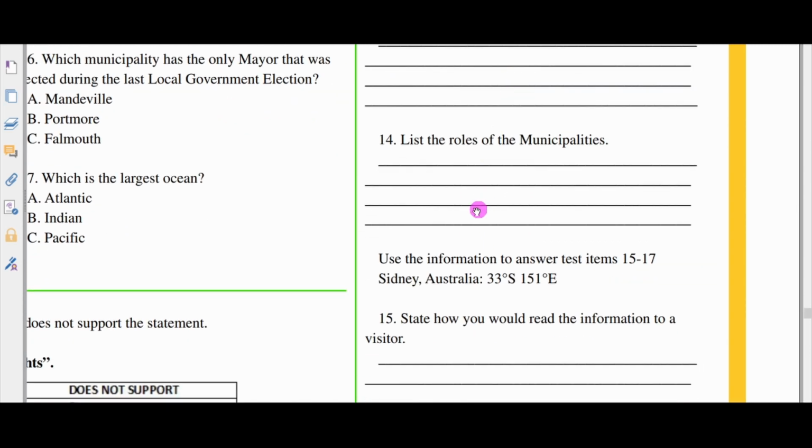So number 14 is the roles of the municipalities. They are responsible for taking care of certain essential things in a parish. For example, there are certain parochial roads that they take care of. They make sure that the markets are clean. They make sure that the street lights in public areas are taken care of as well. They also deal with the inspection of meat and make sure that places are clean and food establishments are up to a certain standard.